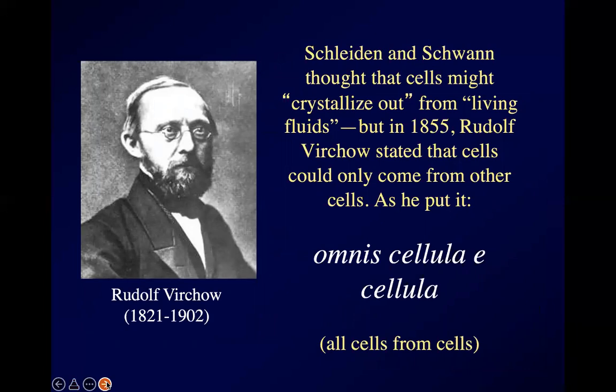Schleiden and Schwann had originally thought that cells might crystallize out from some sort of living fluid, some sort of goo that contained the power of life. But after some more years of careful observations, Rudolf Virchow in 1855 stated that the only place a cell could come from was another cell. Omnis cellula e cellula, all cells from cells.